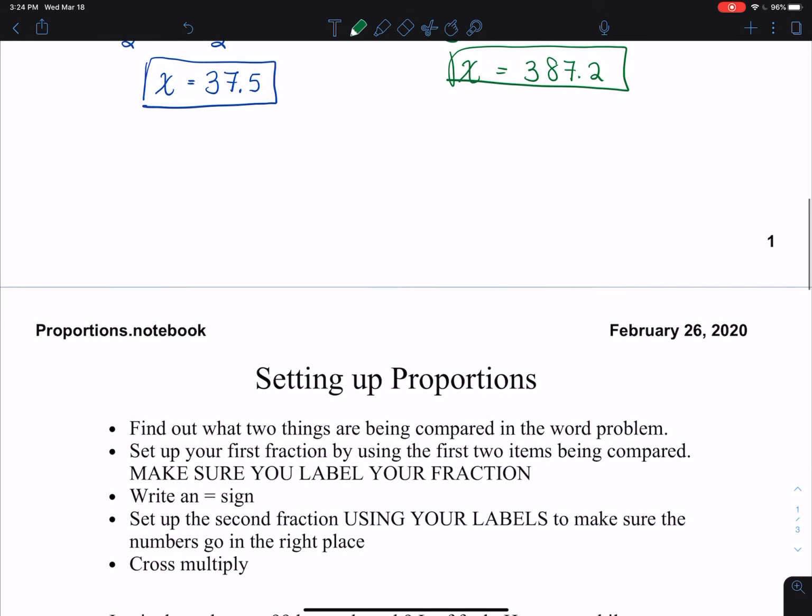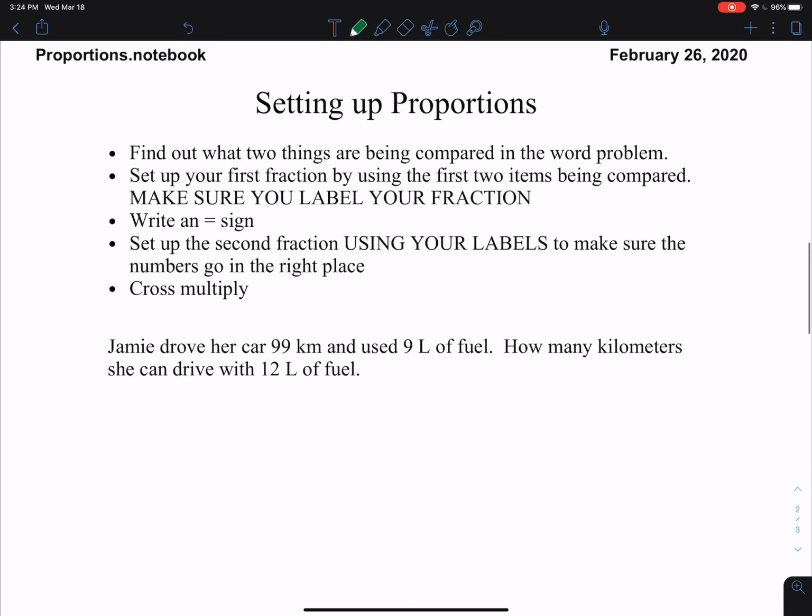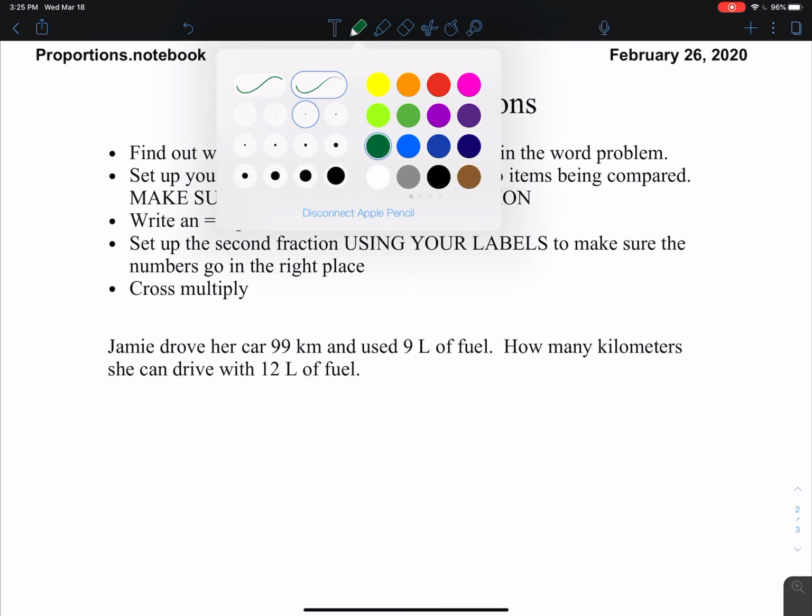Now I said that you can use proportions to help solve problems. So here's some steps to help us solve. First, we want to find out what two things are being compared in the word problem. Then we set up our first fraction using those first two items being compared. Make sure you label this fraction. We write an equal sign, and then we set up the second fraction using our labels to make sure the numbers go in the right place. Then we'll cross multiply and solve.